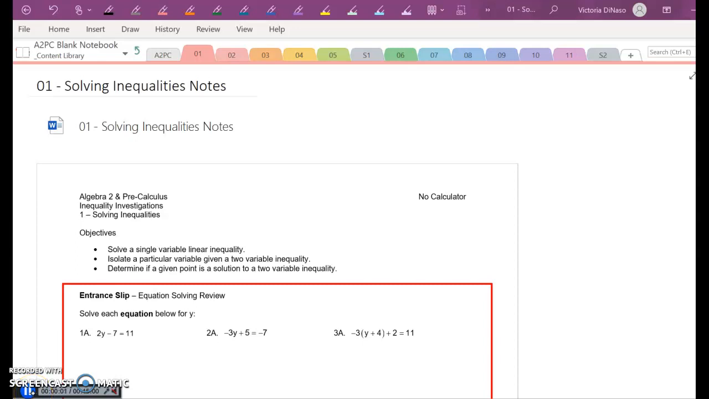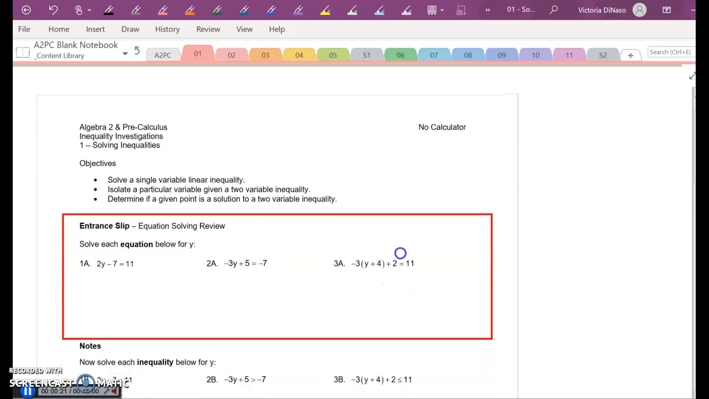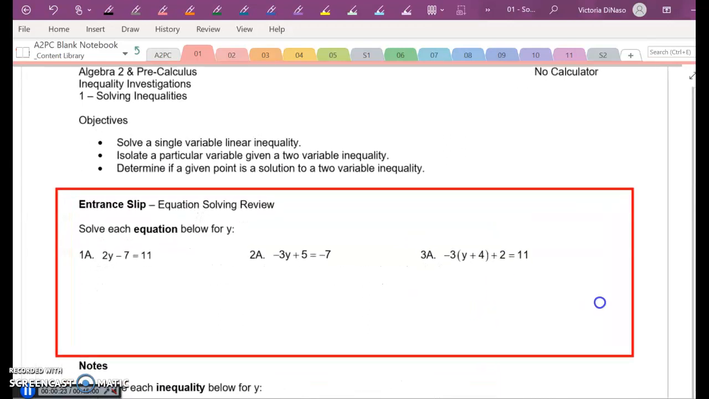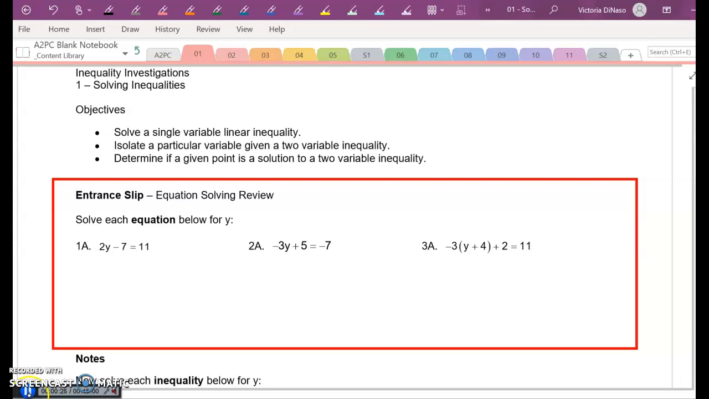For section 1, we're going to be solving inequalities. Our objectives are to solve a single variable linear inequality, isolate a particular variable given a two-variable inequality, and then determine if a given point is a solution to a two-variable inequality. This is a no calculator section, so as we begin with the entrance ticket, please pause the video and go through each of these three problems.